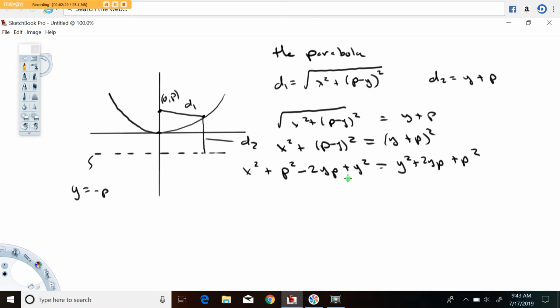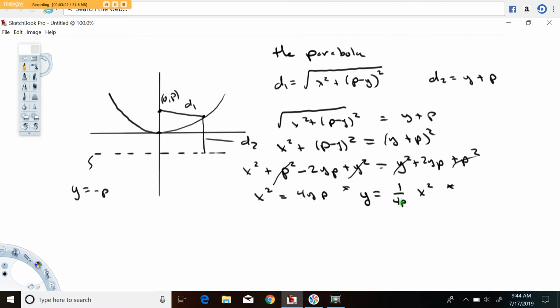You'll notice that these sum to 0. You can subtract y squared from both sides, and you can subtract p squared from both sides. What we end up with is x squared is equal to, and when we add this term to the right, we get 4yp. Solving this for y, we get y equals 1 over 4p times x squared. This equation is very important. This is the equation for a parabola with the vertex at (0, 0).